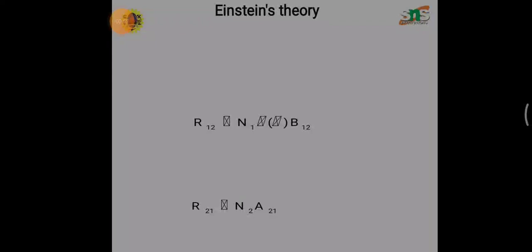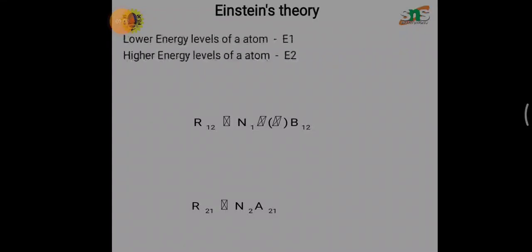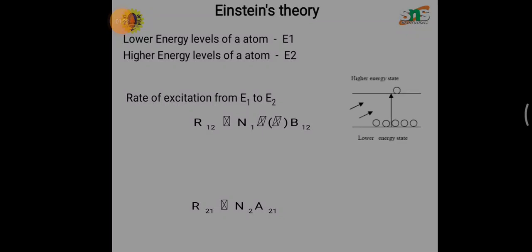So now, under equilibrium, we consider the lower energy level of the atom E1 and the higher energy level E2, and the rate of excitations from E1 to E2. The rate of absorption is equal to the rate of emission. Therefore, we balance the equations of the rate of absorption, the rate of stimulated emission and the rate of spontaneous emission.